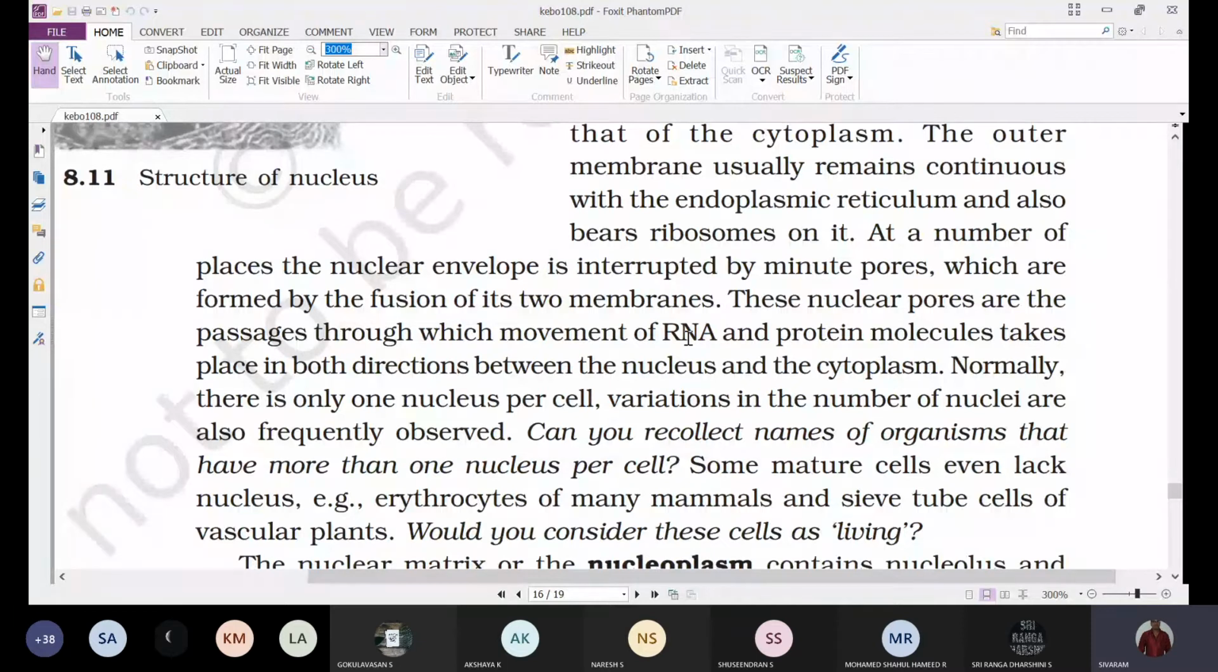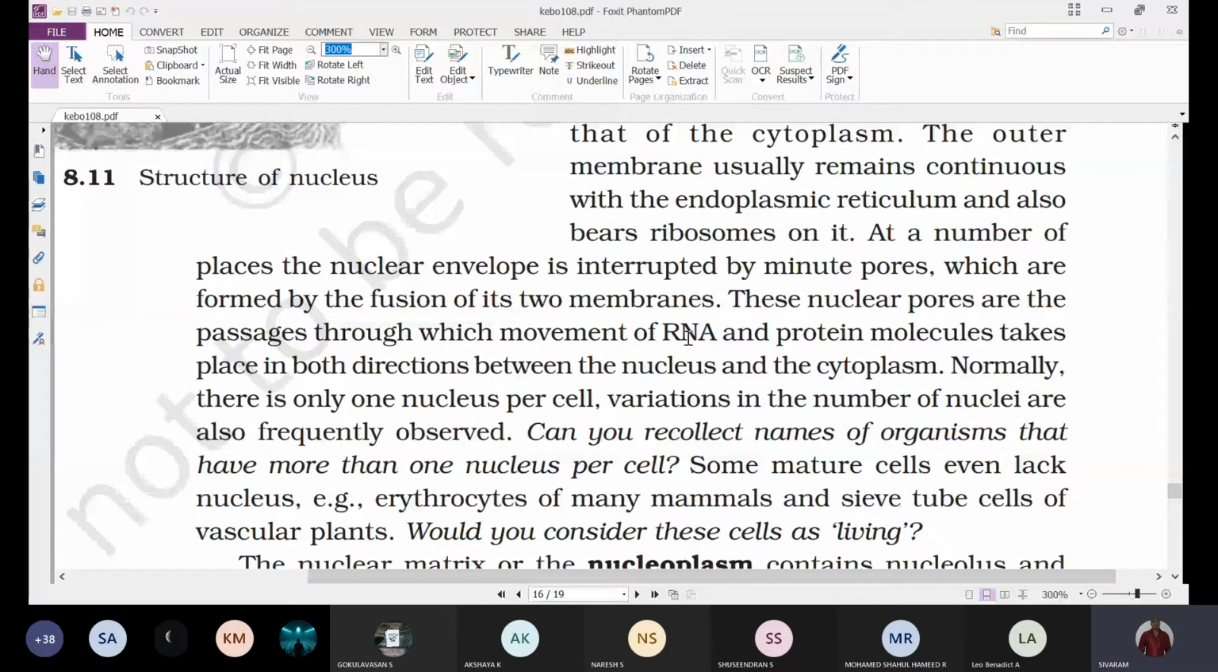Normally, there is only one nucleus per cell. Usually we'll find only one nucleus in each cell. But there are some exceptions. Variations in the number of nuclei are frequently observed. Normally there is only one nucleus per cell, but there are some cells which possess more than one nucleus also. Variations in the number of nuclei are also frequently observed.